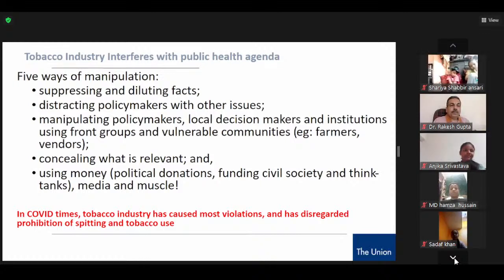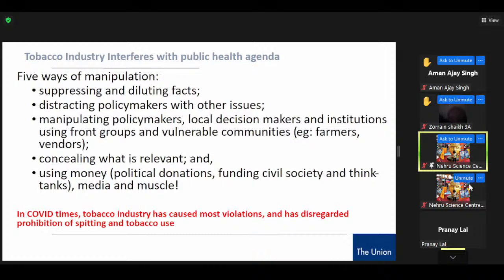Now, they try to manipulate policymakers and local decision makers, and they try using front groups. Front groups basically means people who are engaged directly or indirectly with the tobacco industry, right? Now, what this means is that the tobacco industry is using vendors and BD rollers and middlemen and PR agencies, all those kind of people, universities and fake scientists and people like them, environmental groups.